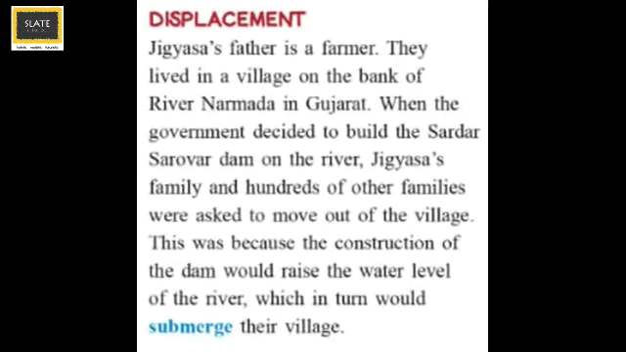Let's continue reading textbook, page number 192. Displacement. Jigyasa's father is a farmer. They lived in a village on the bank of river Narmada in Gujarat. When the government decided to build the Sardar Sarovar Dam on the river, Jigyasa's family and hundreds of other families were asked to move out of the village. This was because the construction of the dam would raise the water level of the river, which in turn would submerge their village.